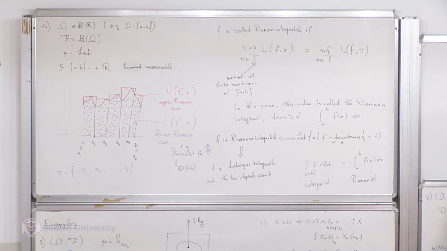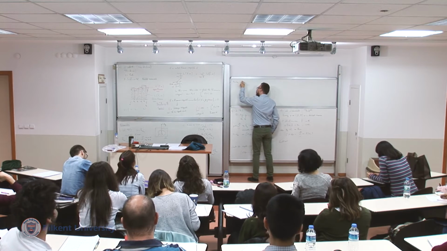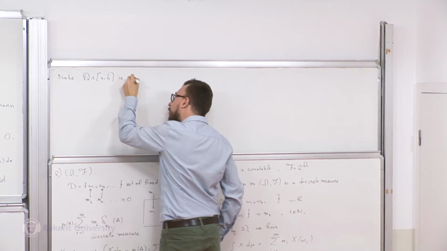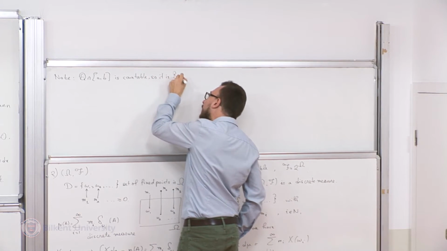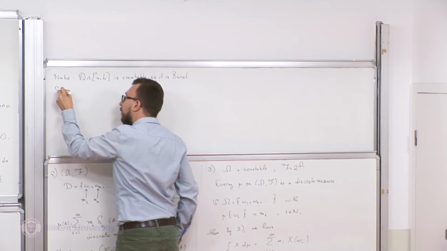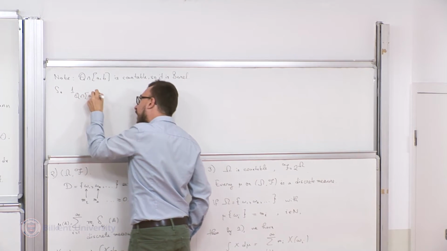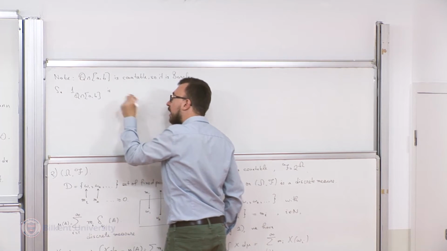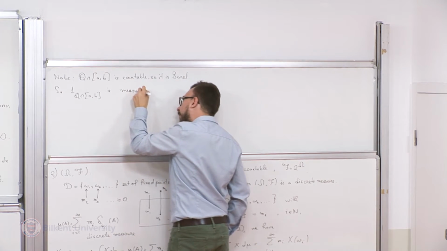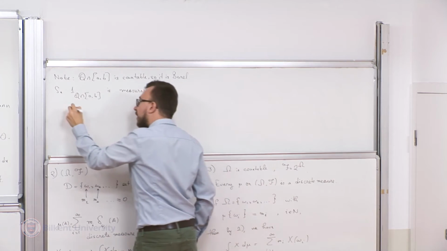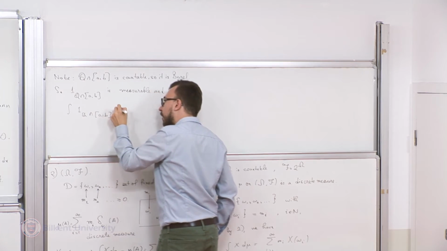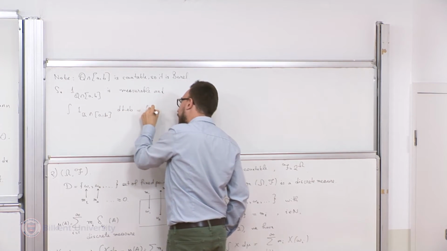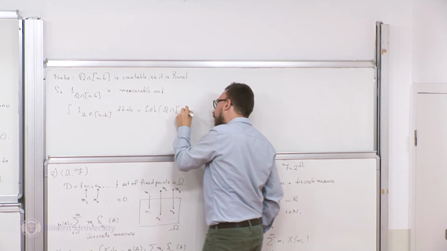Okay, let's write. So note Q intersection A to B is countable. So it is Borel. So the indicator of Q intersection A to B is measurable. And its integral with respect to Lebesgue measure is the Lebesgue measure of Q intersection A to B.